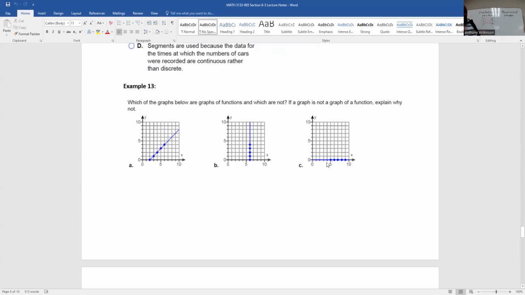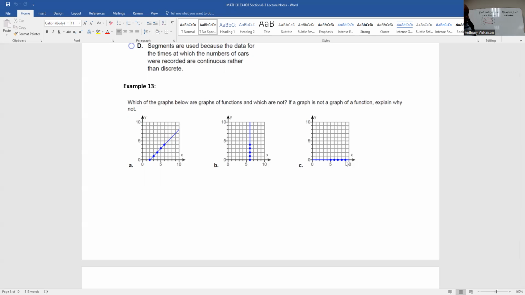And what about this one, part C? Would it? Yes, it would be, because these points are 5, 0, 6, 0, 7, 0, 8, 0, 9, 0. Those X values are different. Yes, because for a function, you only look at the X values.